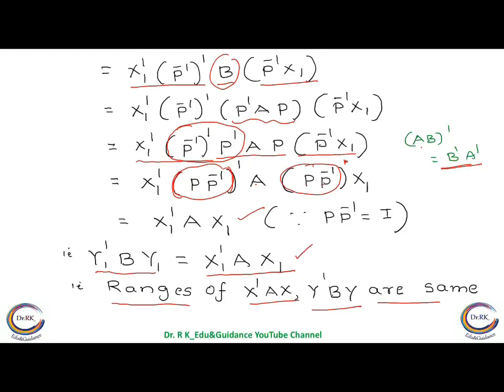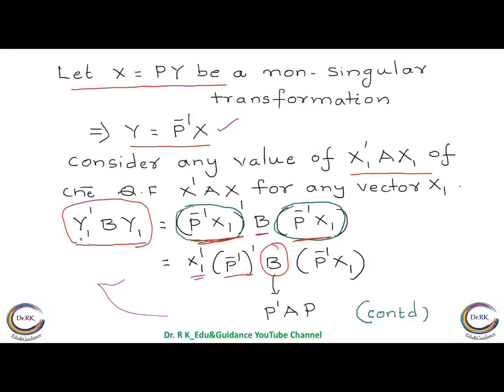So we need to remember this: y equals P inverse x, and replacing B by P transpose AP, and proving this y1 transpose B y1 equals x1 transpose A x1. If we are able to prove it, then we say these two have the same ranges.